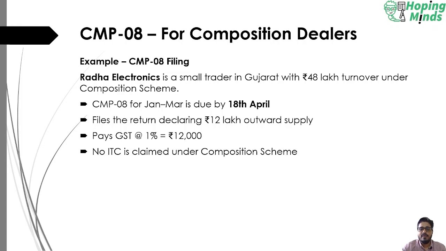It files the return declaring 12 lakh as outward supplies. It pays GST at the rate of 1%, which comes to rupees 12,000. And no ITC is claimed under the composition scheme. So this is the overview of composition dealers.